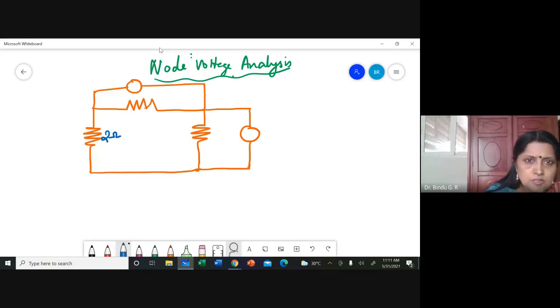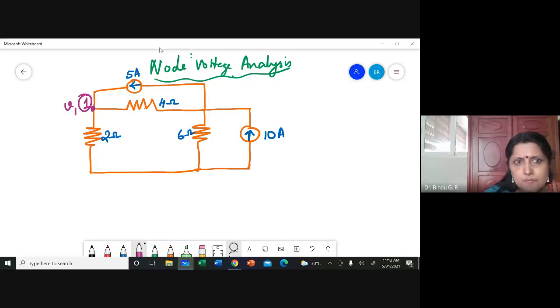4 ohm, 6 ohm. This is 10 ampere. This is 5 ampere. And you are asked to find the voltages at node 1, that is V1, and node 2, voltage V2. You are asked to find out these two voltages.